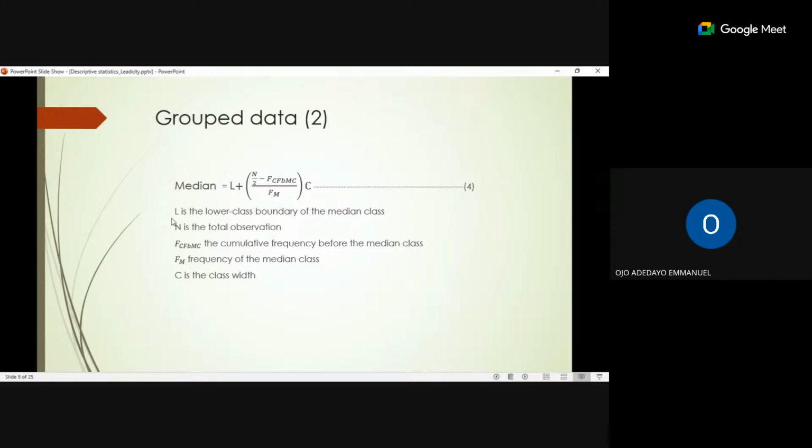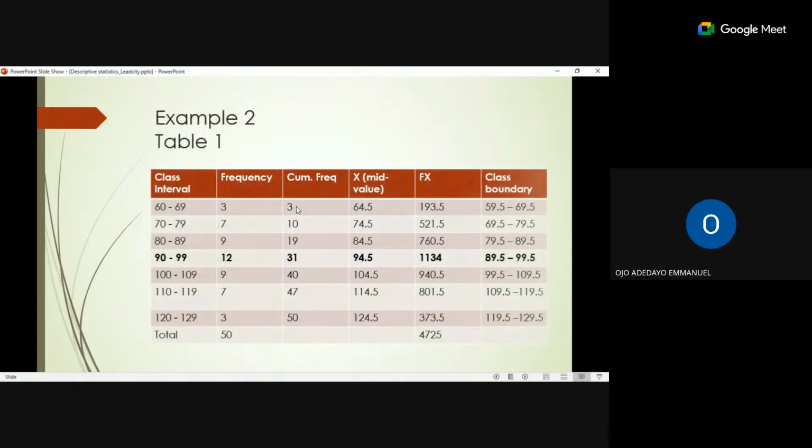So that means that before you can get the L, you must get the class boundary for the median class. Before you can get the L, you must get the what? The class boundary of the median class, not the class interval. It is the class boundary. So there is a difference between the class interval and the class boundary. It's very, very important. That is why you have to first of all locate your median class.